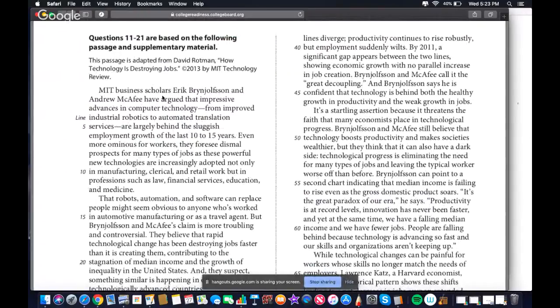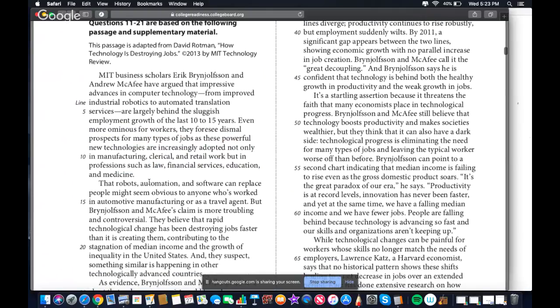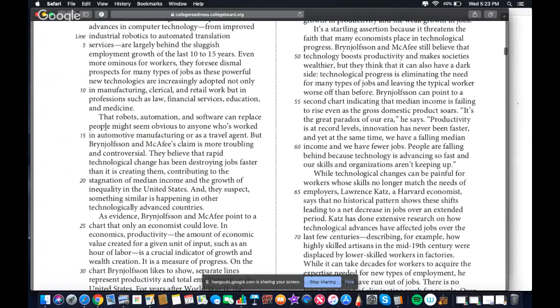Read the introduction. It says, how technology is destroying jobs. Well, great, that sounds super optimistic. It's also written in 2013, so it's not old. MIT business scholars have argued that impressive advances in computer technology are largely behind the sluggish employment. I'm going to go to the end of the paragraph, which is really this full sentence. Even more ominous for workers, they foresee dismal prospects for many jobs as these powerful new technologies are increasingly adopted in all these areas. Okay, so I'm going to try to read beginnings and ends of the paragraphs the rest of the way through. That was hard in that spot.